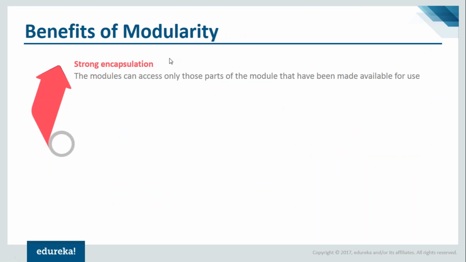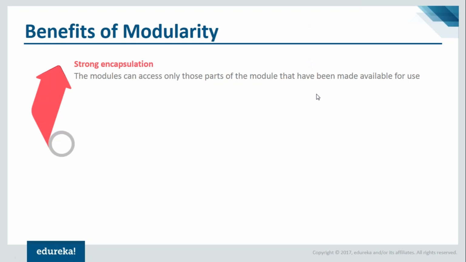Now, the first thing that I would like to bring up is strong encapsulation. What I mean by that is that in a module, you can only access those parts of the module which have been made available for use. So let's take an example wherein we have a public class as part of a package. This package will not stay public unless the package is explicitly exported in the module-info file. Now, this in turn makes it quite strong in terms of encapsulation as well.